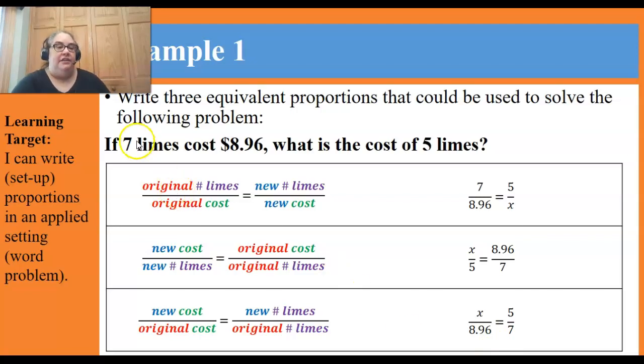Some people like to write proportions just as they see it. I'm going to write it as the words that I see. So if the words come first, that's what I'm going to put in my first one. For me, the way that I think, I always want to know what's the question, and then that is my first numerator. Okay, let's take a look at another example.